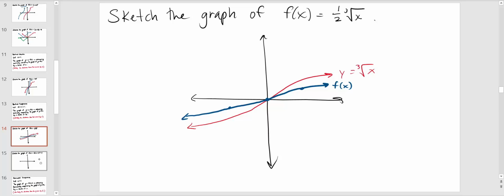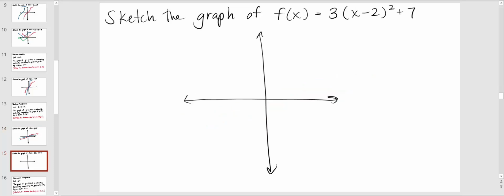All right, let's mix this all together. Let's sketch the graph of f of x equals 3 times the square of the binomial x minus 2, plus 7. We've got 3 transformations here. I'm going to wind up with 4 parabolas in my picture. If it really bothers you, maybe draw all the graphs except the very last one on one set of axes and put your final answer on a second set of axes.